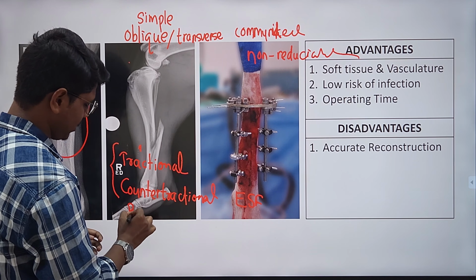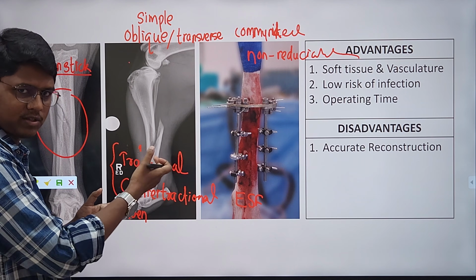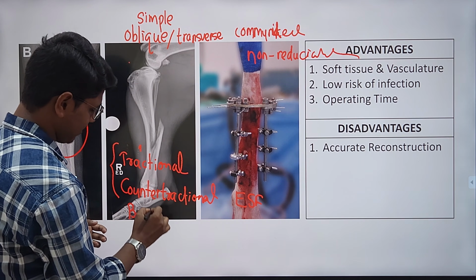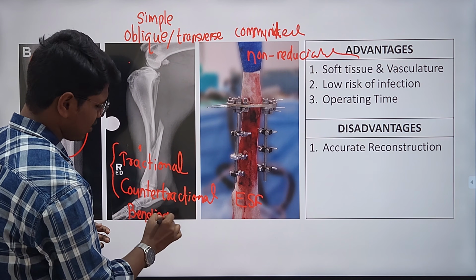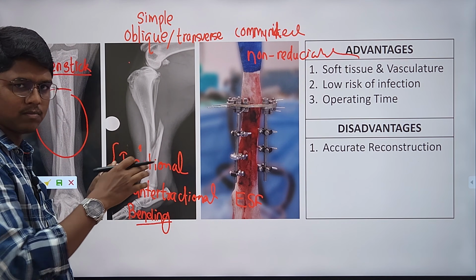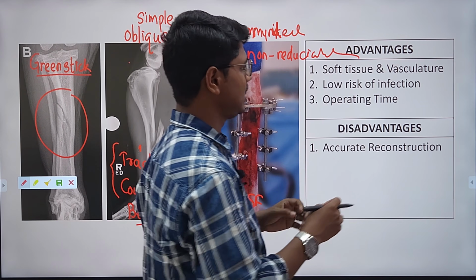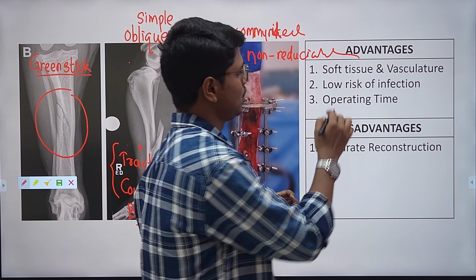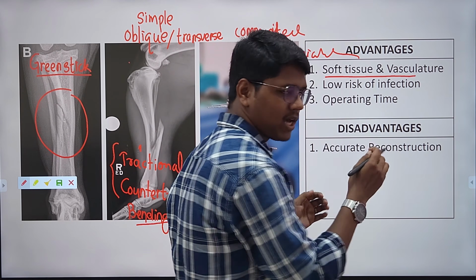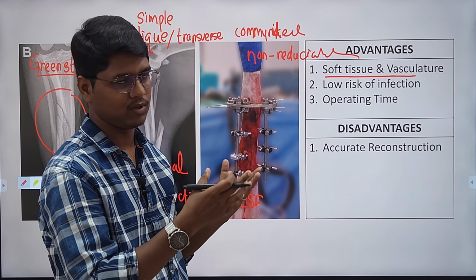Sometimes you also have to use some bending forces. There will be some angle of rotation, external or internal, so we have to correct this by bending or rotational forces like that. But you do not have to open surgically. From outside you have to do all these things. So the advantages are, you are not doing any surgery, so all the soft tissue and vasculature around the fracture segment will remain intact. Okay, mostly it will remain.